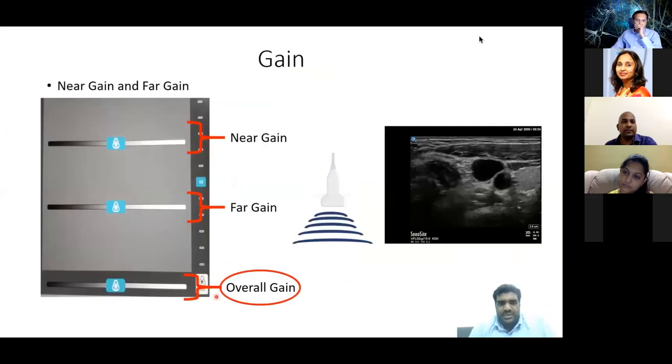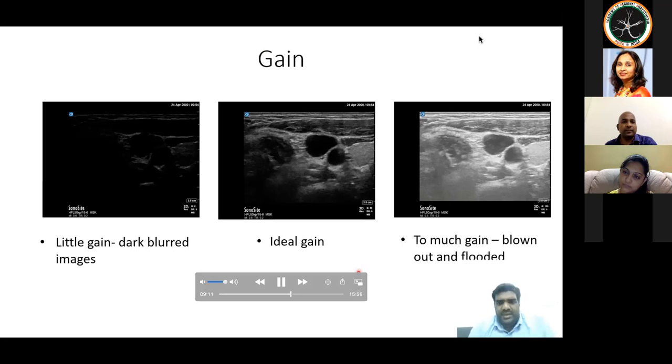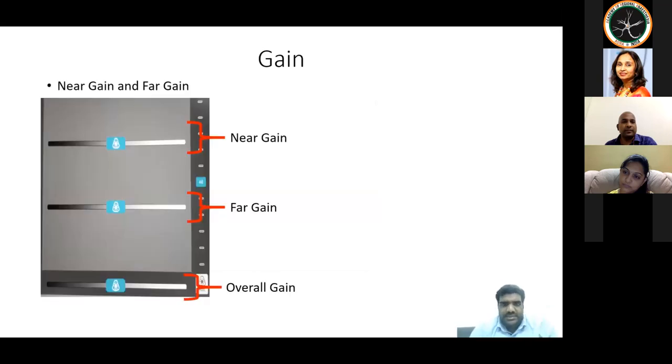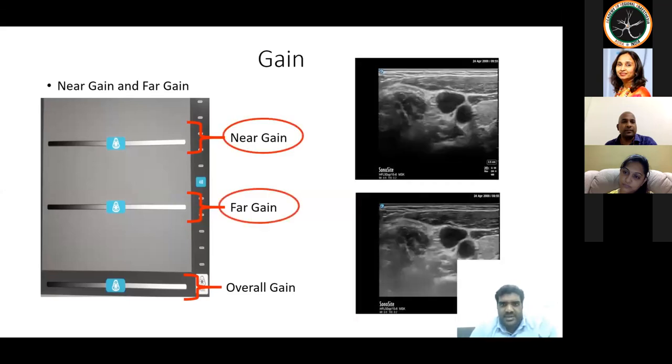This button is to increase or decrease the overall gain. Here you can see an ideal gain image in the middle, while when the gain is reduced, the image is dark and blurred, and when it is increased, it becomes blown out and flooded. In certain machines, there are separate controls for near and far gain. Near gain amplifies the echoes above the focal point, while far gain amplifies the echoes below the focal point.